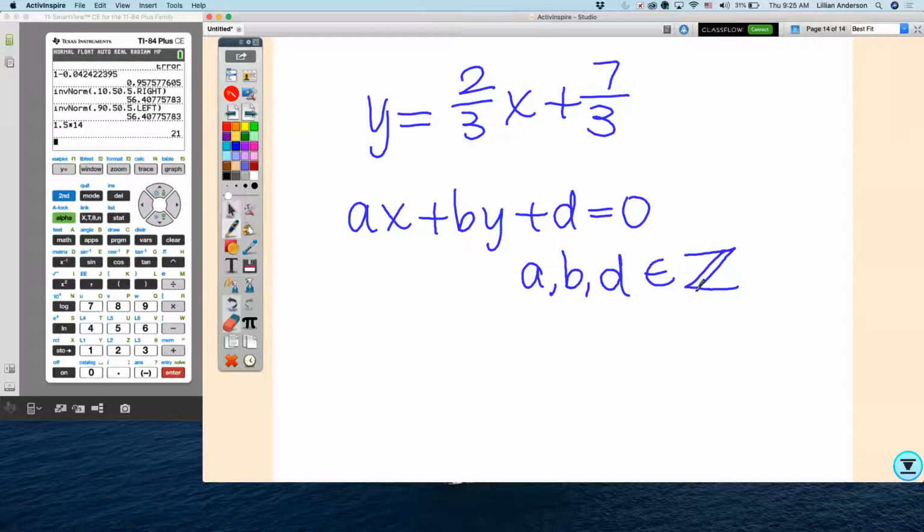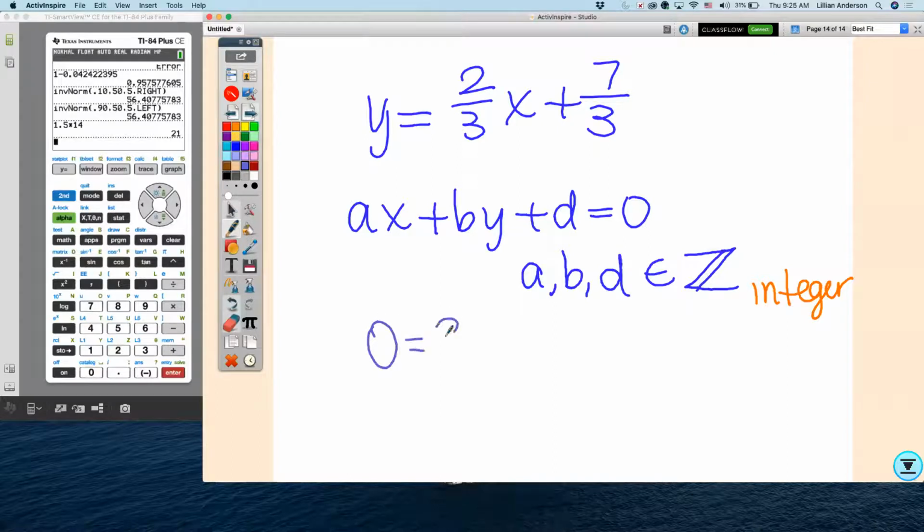You have to write that equation in the form of AX plus BY plus D equals zero, where A, B, and D are elements of integers. Integers are what types of numbers? Whole numbers, whether negative or positive. This right here, one is not in that form. So that means that you have to get everything on one side and set it equal to zero, correct?